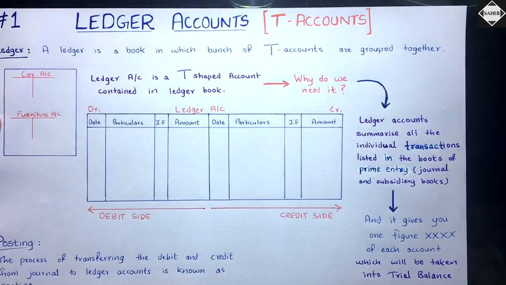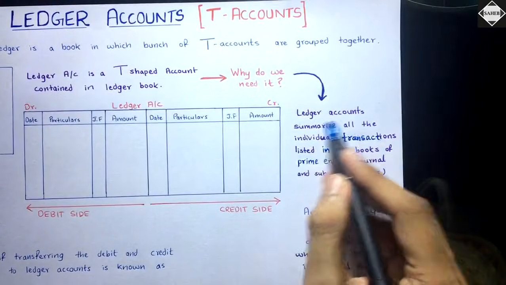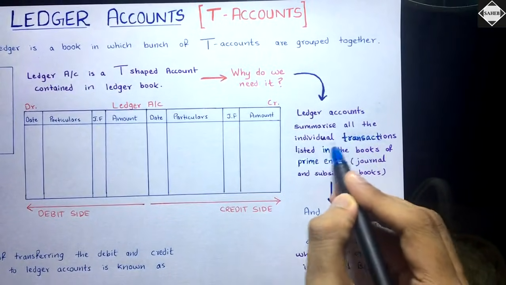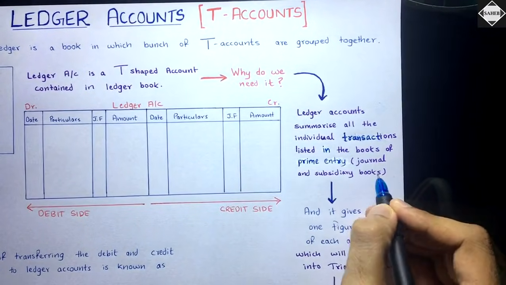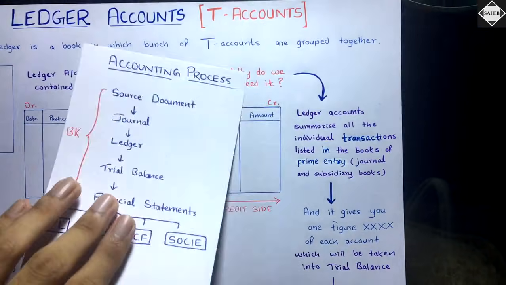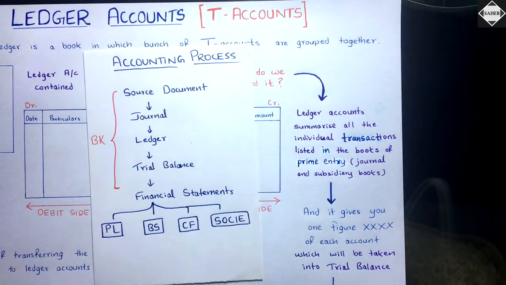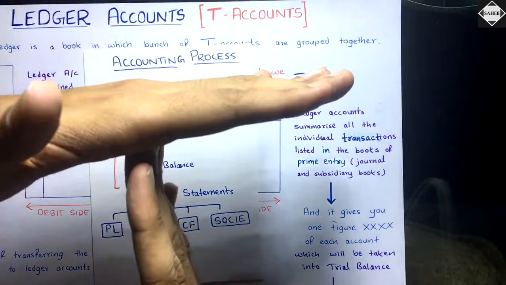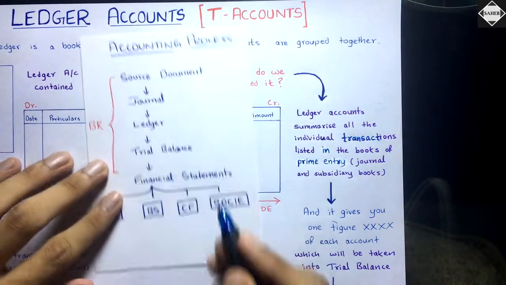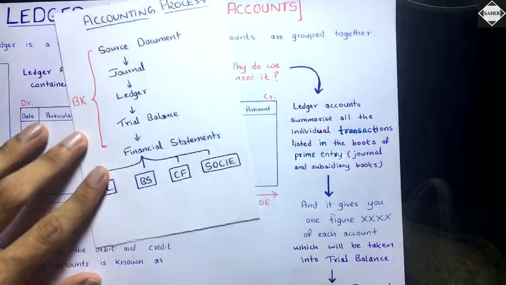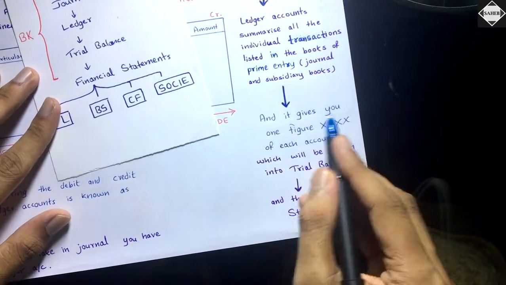Yeah, why do we prepare it? See, it's very simple. Ledger accounts summarize all the individual transactions that we have recorded in the journal and subsidiary books. From the source document we have made the original recording in the journal. Now what we are doing is summarizing the journal entries into separate ledger accounts so that we can have one figure of each account and take that to the trial balance.